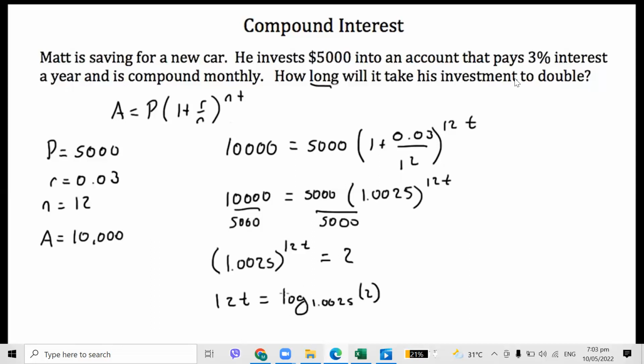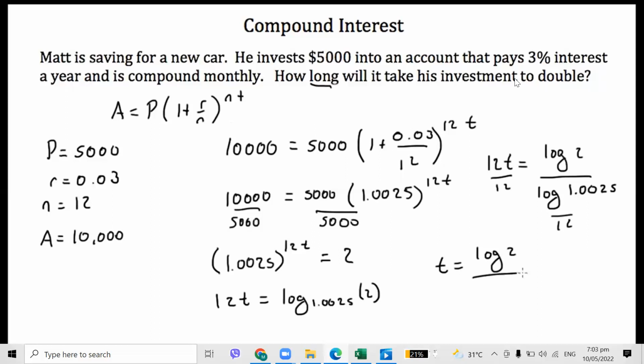Now this is going to be difficult to take the log of, so I'm going to use the change of base formula, and I'm going to say that 12t is equal to the common log of 2 over the common log, or the log base 10, of 1.0025. Then I'm going to divide both sides by 12, so t is equal to the common log base 2 over 12 times the log of 1.0025. If you calculate this out, t is equal to 23.13.